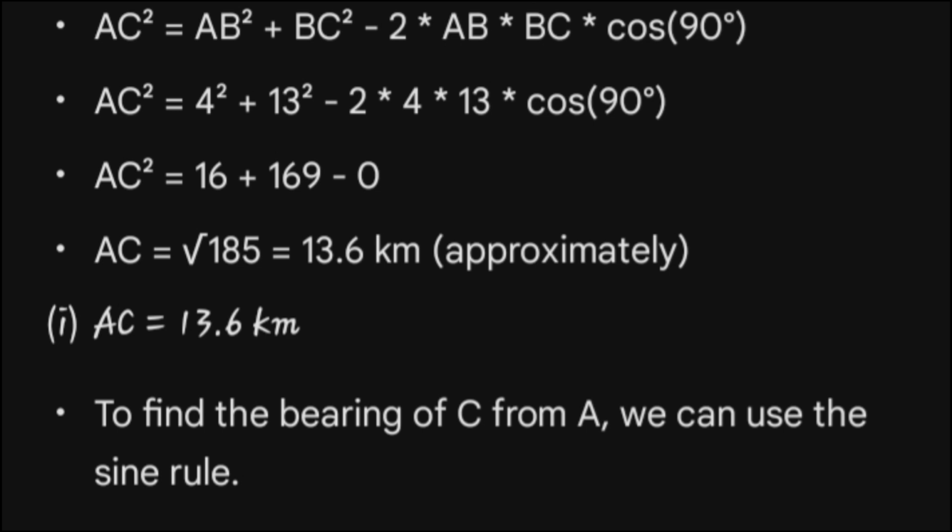AC squared equals 4 to the power of 2 plus 13 to the power of 2 minus 2 times 4 times 13 times cos 90 degrees. AC squared equals 16 plus 169 minus 0. AC equals square root of 185 equals 13.6 kilometers, approximately. 1. AC equals 13.6 kilometers. To find the bearing of C from A, we can use the sine rule.